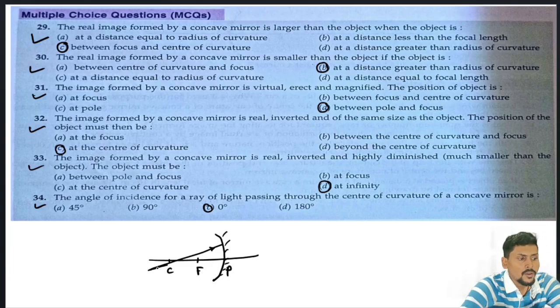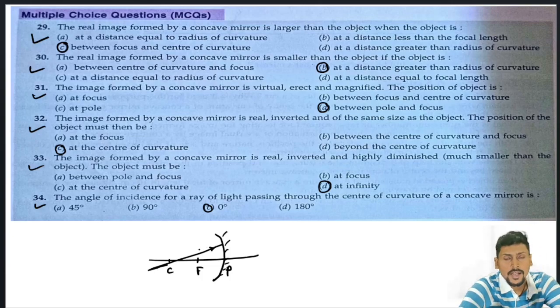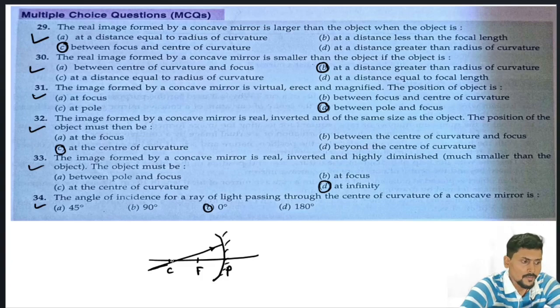Why? Look, when the incident ray passes through the center of curvature, it means it is traveling along the normal to this spherical mirror. Because remember, whether it is a concave mirror or a convex mirror, for any point on a spherical mirror, if we join it to the center of curvature, that line will be the normal to the mirror at that point. Suppose I choose a point M on the mirror. If I join M to the center of curvature, then this line CM will be the radius of curvature, and this radius of curvature is also the normal to this spherical mirror.